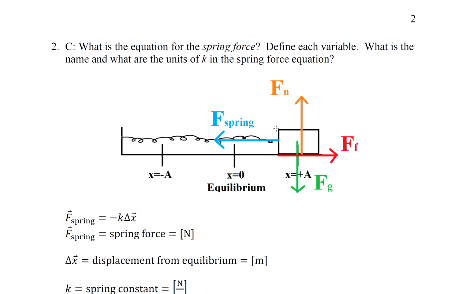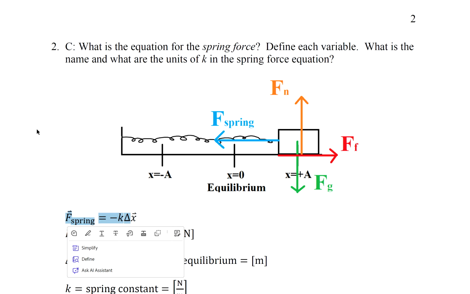Now imagine if this mass goes all the way to x equals minus a. If the mass is at x equals minus a, delta x is negative. According to this equation, a negative times a negative is a positive. So the force of the spring is positive. That means it's to the right, so the spring is pushing the mass to the right. So this negative sign is always trying to bring the mass back to the equilibrium position, or to the middle.